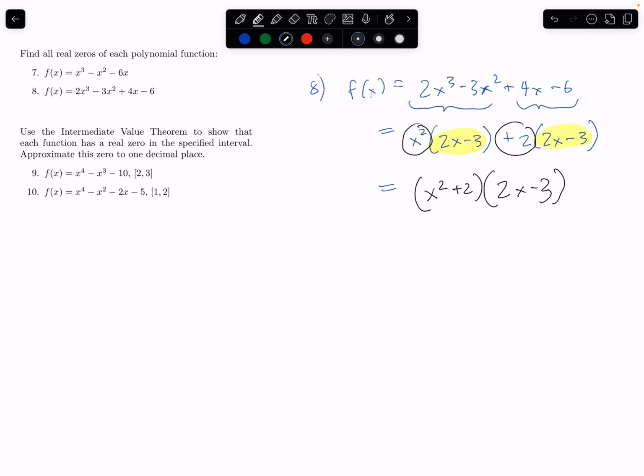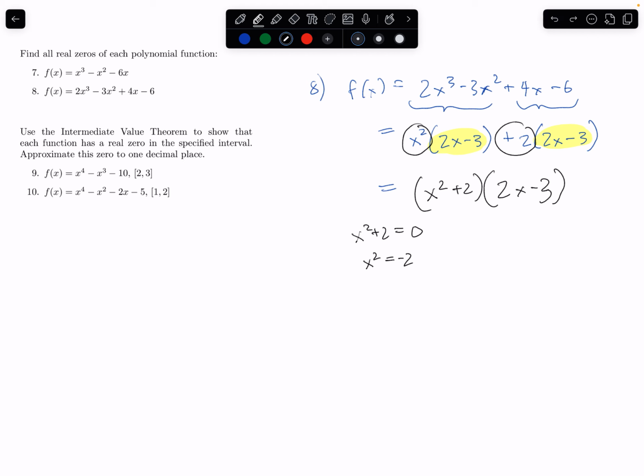Okay, now, looking at this thing, if it's not obvious to you what the zeros are from these individual factors, then you can actually just try to solve them. So here's x squared plus 2. When is that equal to 0? And the answer is going to be never, because watch what happens. x squared equal to negative 2. There's no real valued number that squared gives you negative 2, right? So there's no solution from this set.